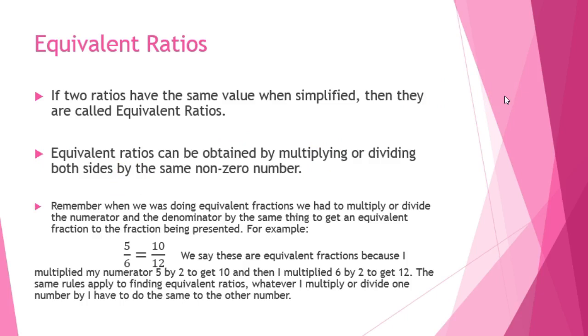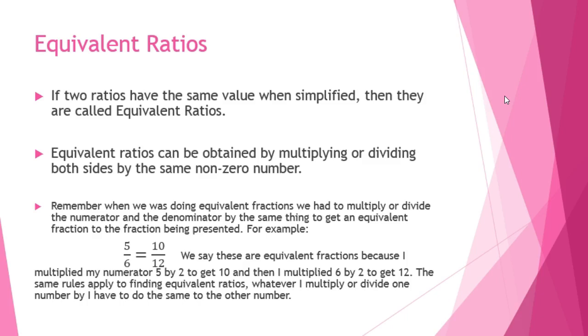Equivalent ratios. If two ratios have the same value when simplified, then they are called equivalent ratios. Equivalent ratios can be obtained by multiplying or dividing both sides by the same non-zero number. For instance, remember when we were doing equivalent fractions? We would have to multiply or divide the numerator and denominator by the same number to get an equivalent fraction.